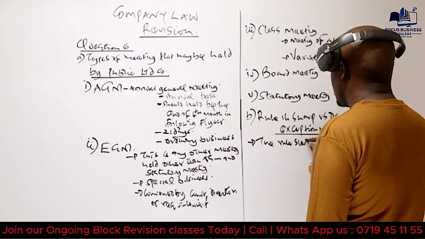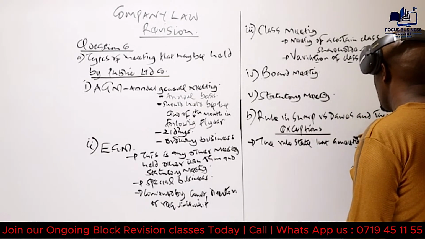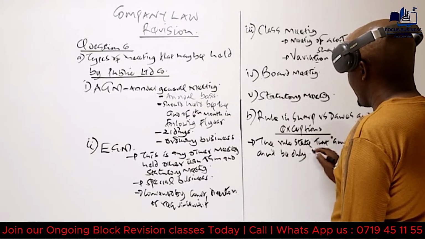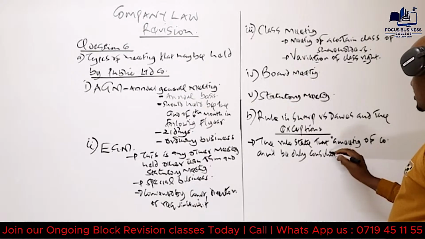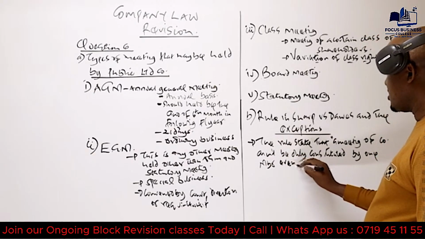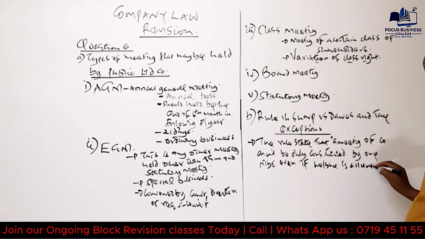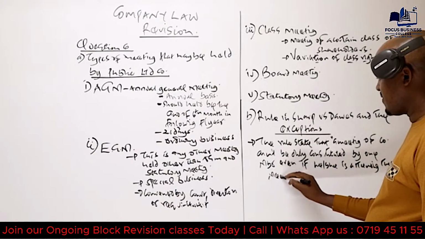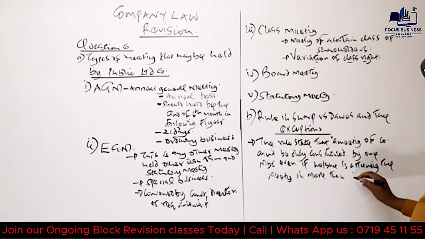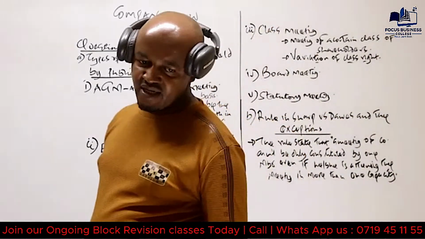So the rule states that a meeting of a company cannot be duly constituted by one member, even if he or she is attending the meeting in more than one capacity.